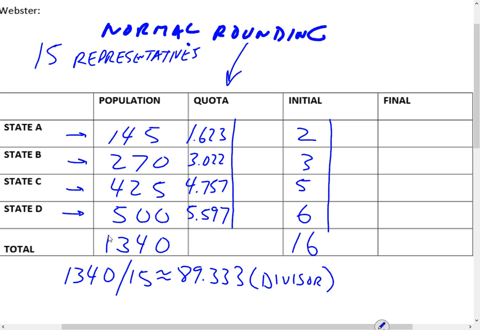We need 15. So we're going to change the divisor, and I will tell you to change your divisor to 92. Redo your quotas. Use the populations again, but this time divide by 92. For our tests, I'm going to tell you what the new divisor is. Or maybe I'll tell you subtract this much from the old divisor, or add this much to the old divisor.